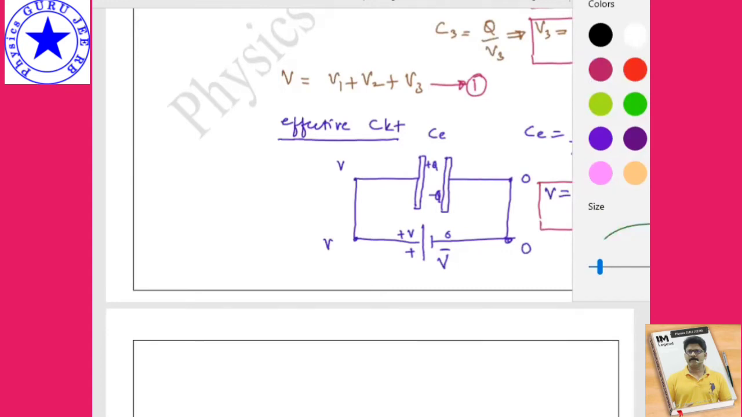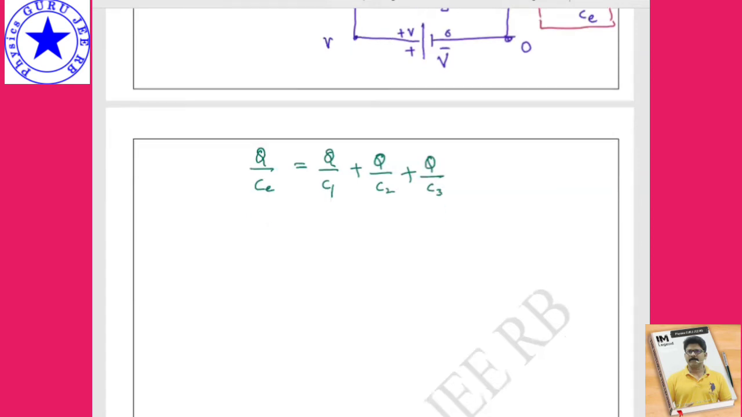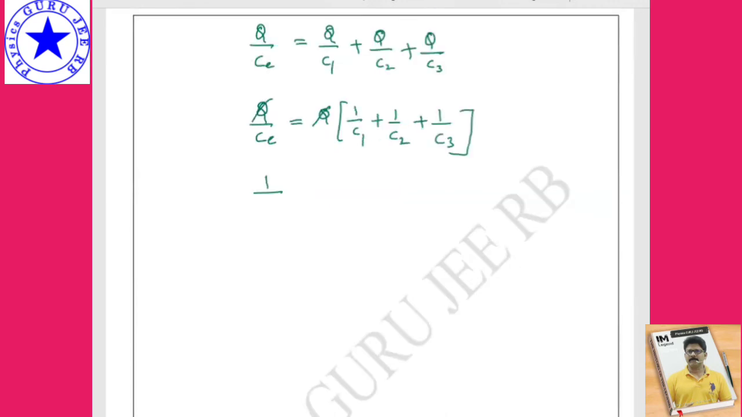So V can be written as Q by C effective. V equals Q by C1 plus Q by C2 plus Q by C3. Hope it is clear. Now if I take Q common, Q by C effective equals Q times 1 by C1 plus 1 by C2 plus 1 by C3. So Q cancels with Q. So 1 by C effective equals 1 by C1 plus 1 by C2 plus 1 by C3.